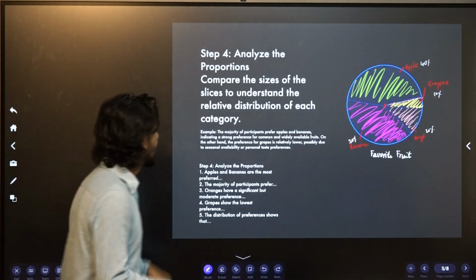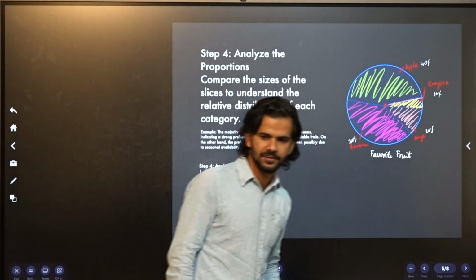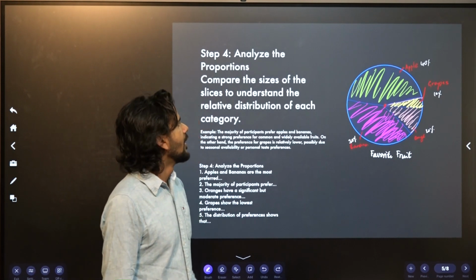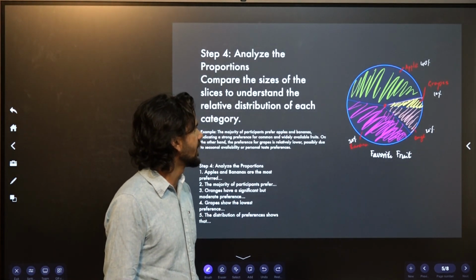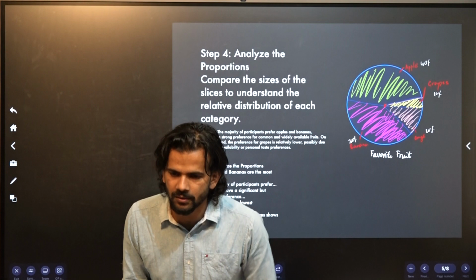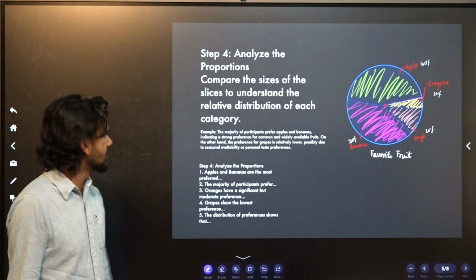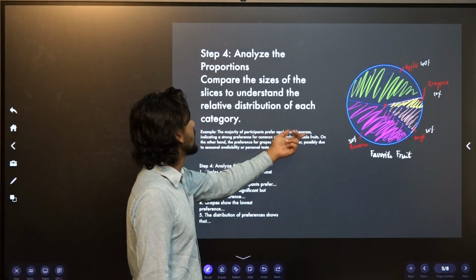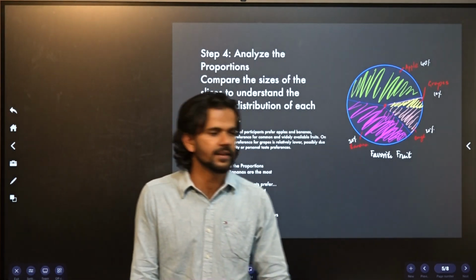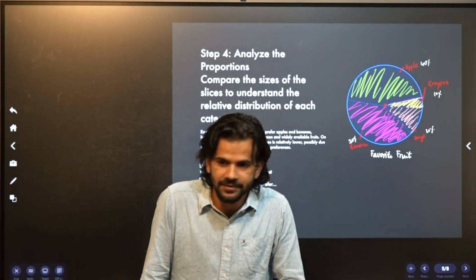So analysis. What do you see first? What's your analysis? What's the first thing that strikes your mind? I would say 70% of the people have preferred either apple or banana. They are the dominant ones, right? The majority of the participants prefer apples and bananas, indicating a strong preference for apples and bananas. What are they? They are common fruits. They are found throughout the year, anywhere, anytime, any place, right?